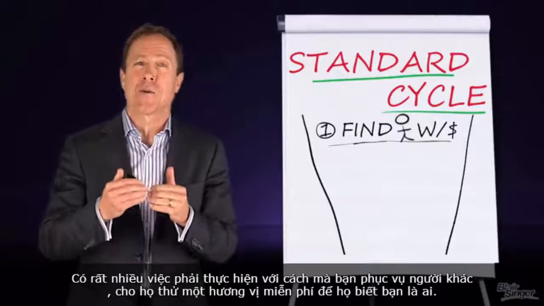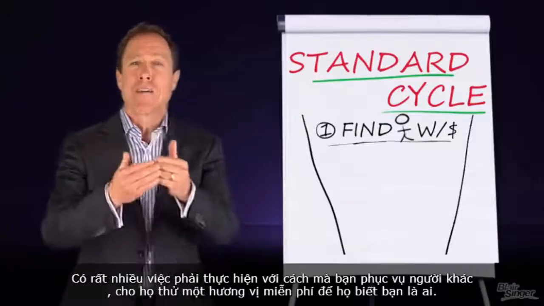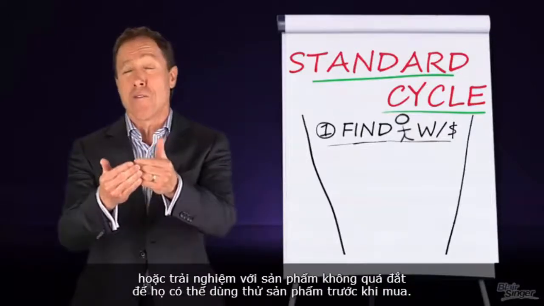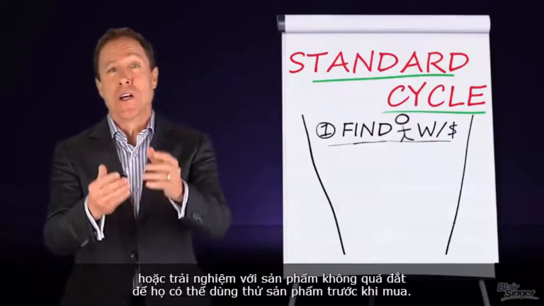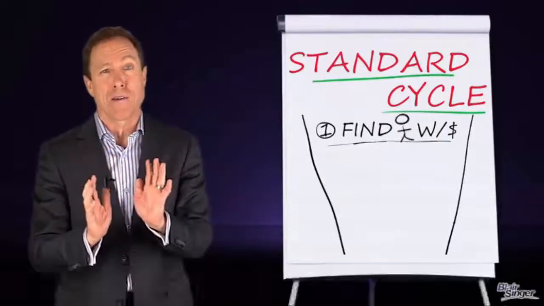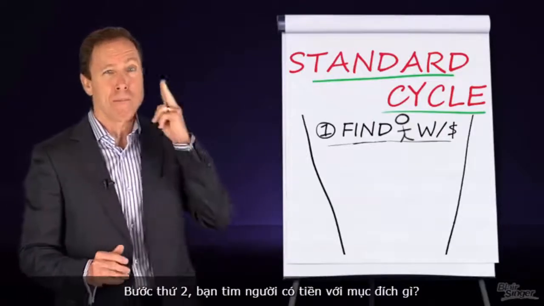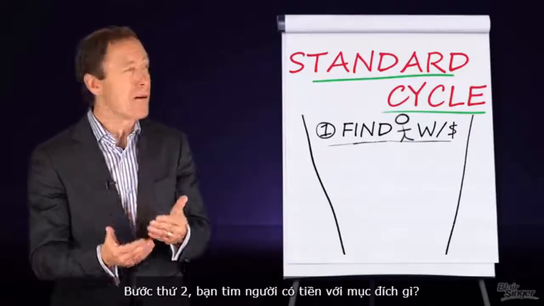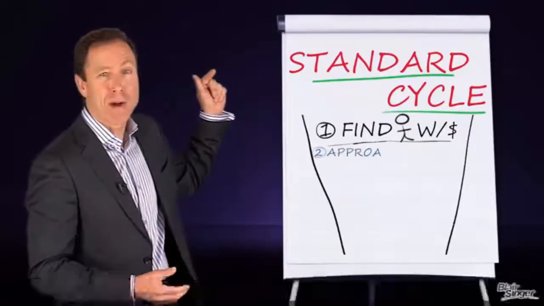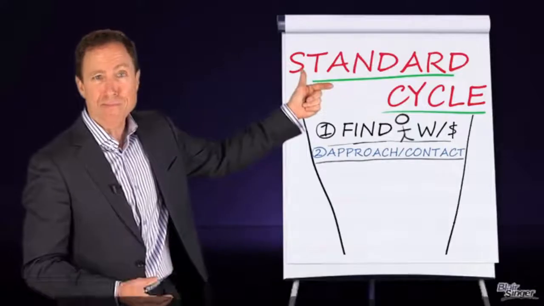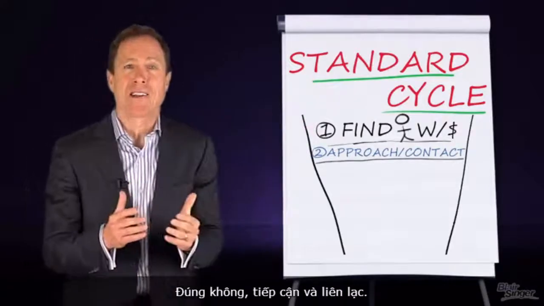It has a lot to do with how can you serve people, give them a free taste of who you are or a very inexpensive taste of who you are so they can try you before they buy you. That's finding people with money. Step 2, once you find them, is to what? Approach and what? Contact. That's right, approach and contact.